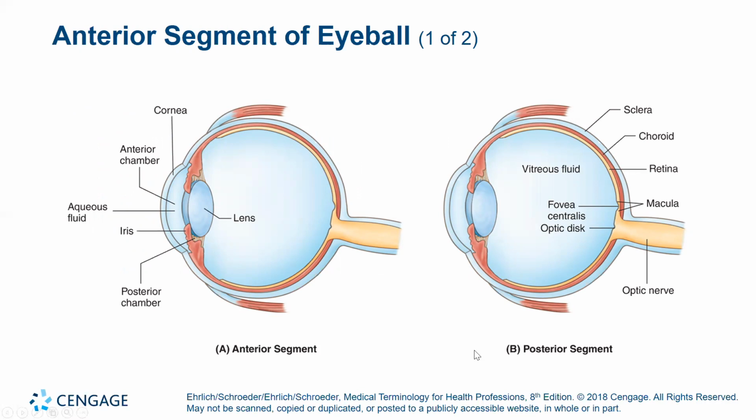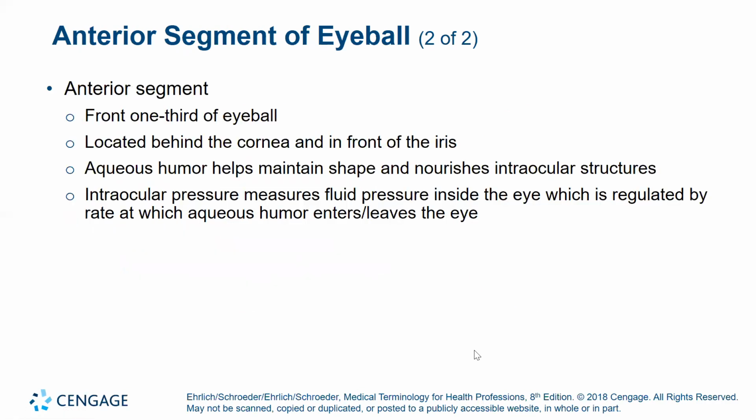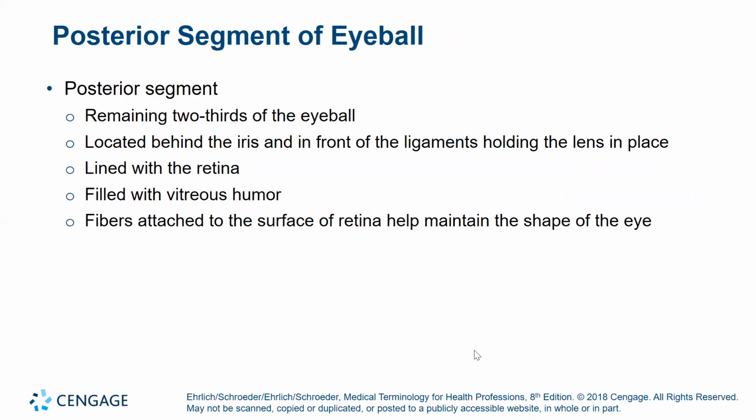So the anterior segment then is front 1/3 of the eyeball. It's located behind the cornea in the front of the iris. Posterior then obviously is located behind the iris and in front of the ligaments holding the lens in place. This is the remaining 2/3 of the eyeball.